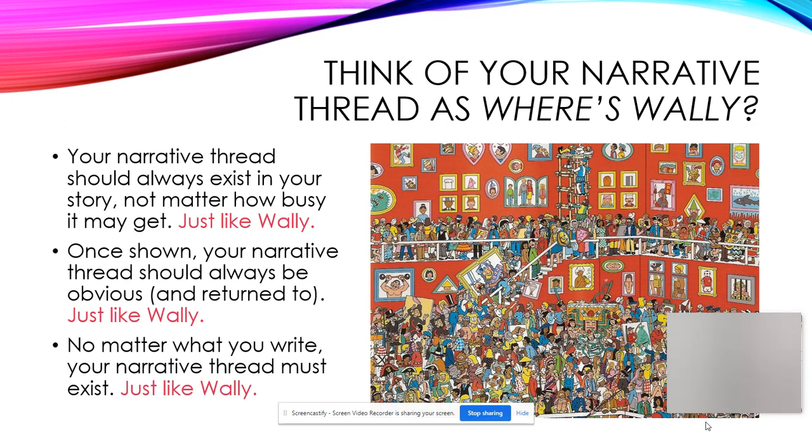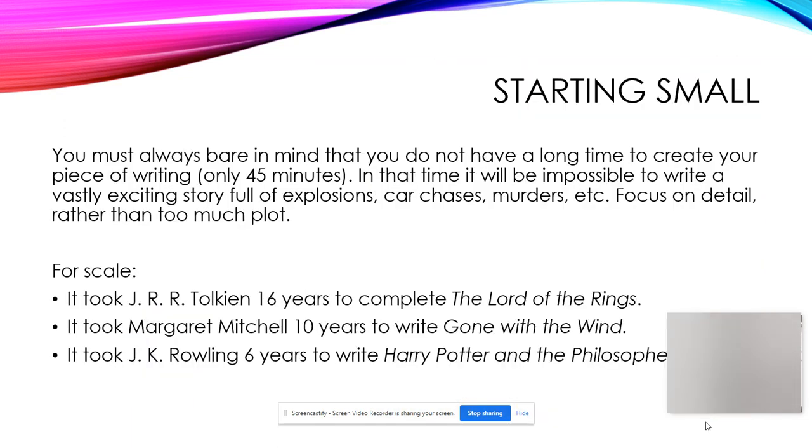Once you've pointed out in that opening paragraph what your narrative thread is, you need to continue to return to it and make it a little bit obvious that it's constantly there and really central to your story. No matter what you write about or what direction you take your story, your narrative thread must always exist. For example, in this really busy picture on screen, as busy as it might be, Wally still exists in that picture somewhere. It's exactly the same with your narrative thread. It should always be there. Sometimes it might be quite small and hard to see, whereas other times it should be really, really obvious.